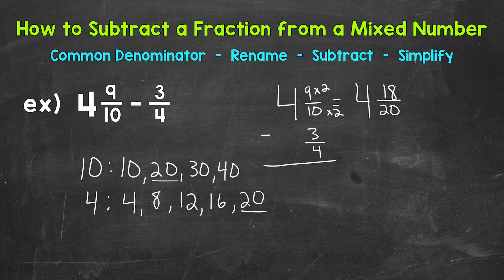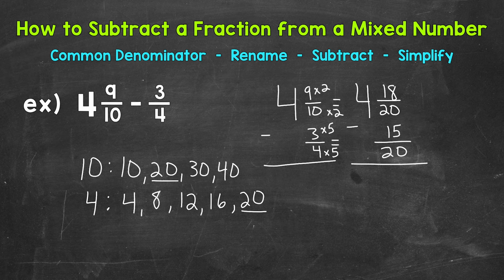Now we can rename 3/4. So that's going to equal how many 20ths? We can put our equal sign there and then bring over our subtraction sign. So let's use equivalent fractions here. How do we get 4 to equal 20? Well, 4 times 5 gives us 20. Whatever we do to the bottom, we must do to the top in order to keep this equivalent. 3 times 5 gives us 15.